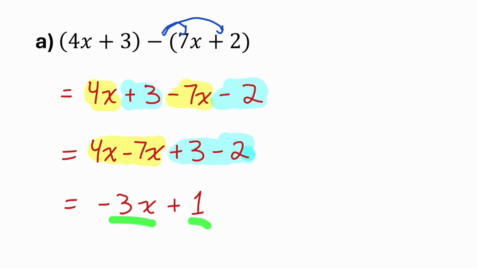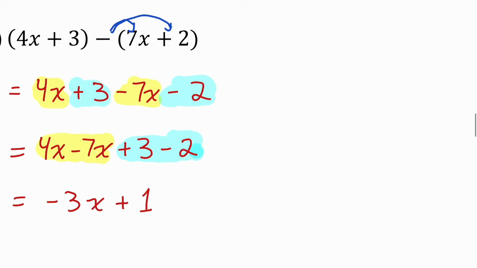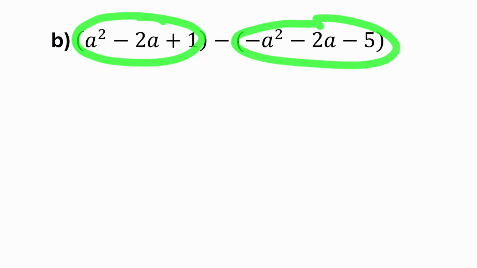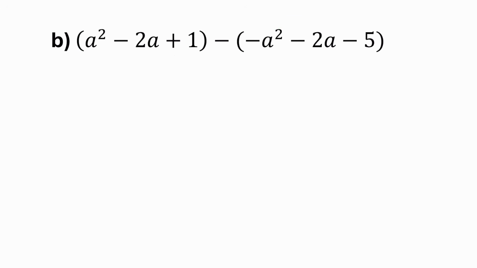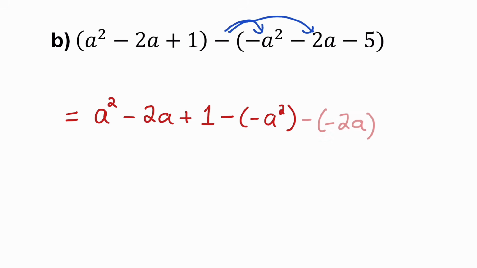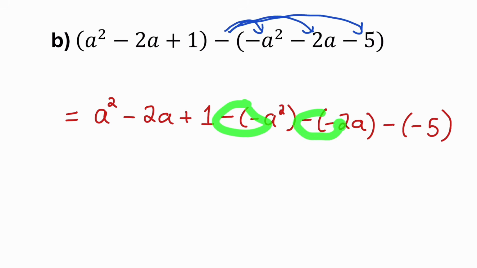Negative 3x and 1 are not like terms, they can't be collected together. Let's move on to part B. This time I have two polynomials being subtracted, and in each of those polynomials we have 3 terms, but we'll follow the same process. In the first polynomial, I can drop the brackets, and then in the second polynomial, I have to make sure that I subtract all 3 of the terms. I have to subtract negative a squared, and then I have to subtract negative 2a, and then lastly, subtract negative 5. Whenever I'm subtracting a negative, like in all 3 of these instances, I can just change that to addition.